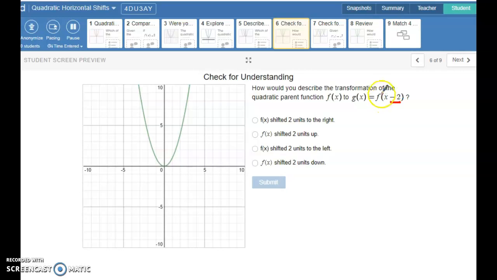Okay, now remember it's inside the parentheses, so it means that it moves to the left or to the right, not up or down. So this means if it's in the parentheses, it moves left and right. So right or left, not up or down. Okay, and because it's a -2, it's going to the right 2. It's the opposite. Whatever that sign is going to do, the opposite.